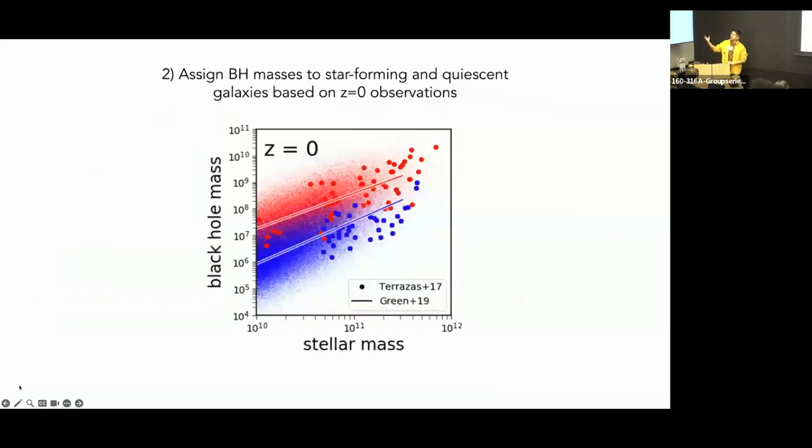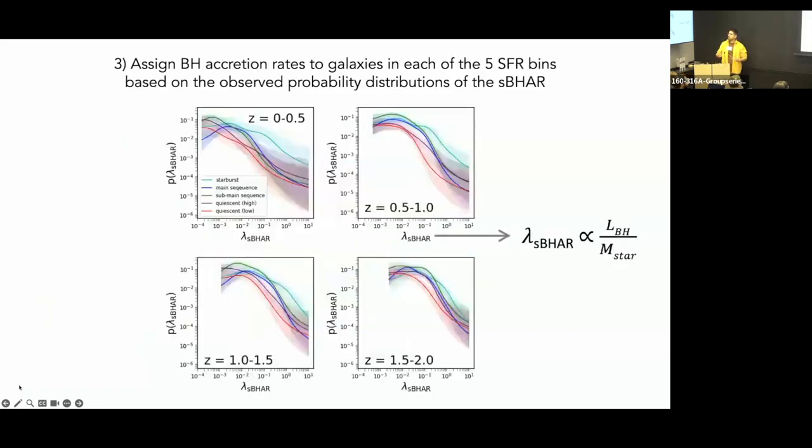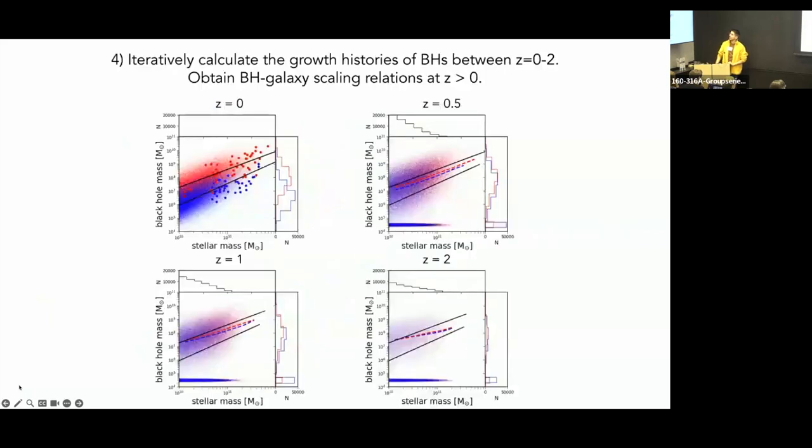And then I assign black hole masses at redshift 0 in the UniverseMachine based on the observed relationships. Here are my points from my 2017 paper, and then Jenny Greene's relations in red and blue. And then I assign black hole accretion rates based on these data here. These are probability distributions for the 5 bins of star formation rate in different redshift bins. Basically, I select from the distribution to attach a black hole accretion rate to each galaxy. And then you can iteratively calculate the growth histories between redshift 0 and 2 and obtain these black hole-galaxy scaling relations at high redshift.